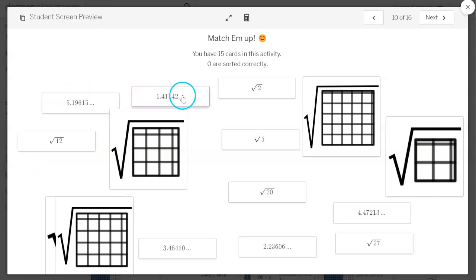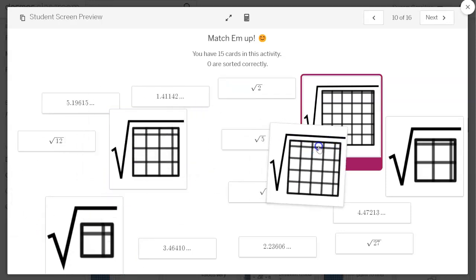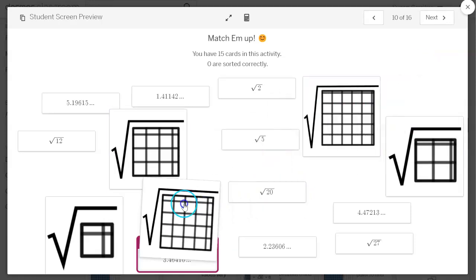In this screen, they will match up a decimal approximation with a radical and with a model. This is a self-checking activity. There are 15 cards in the activity, and when they get them all paired up, there are 5 groups of 3 cards. It will say that at the top of the screen.